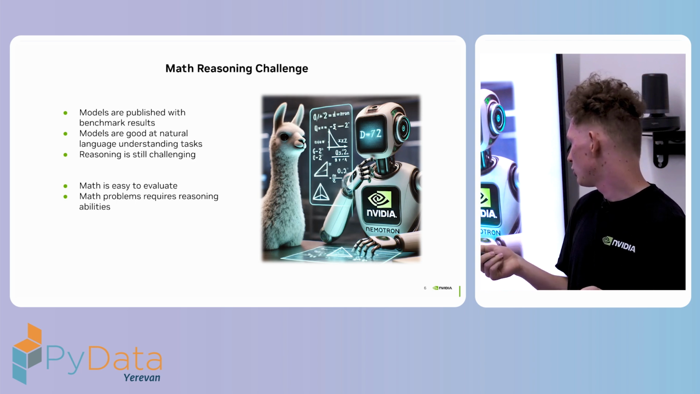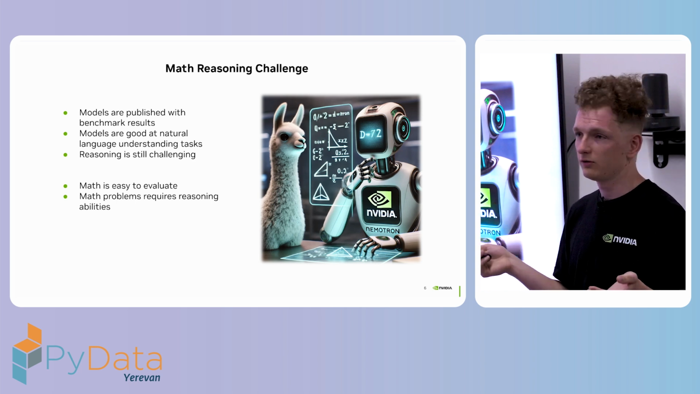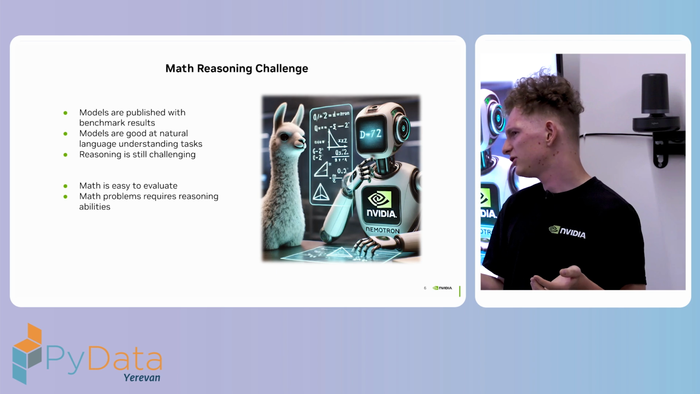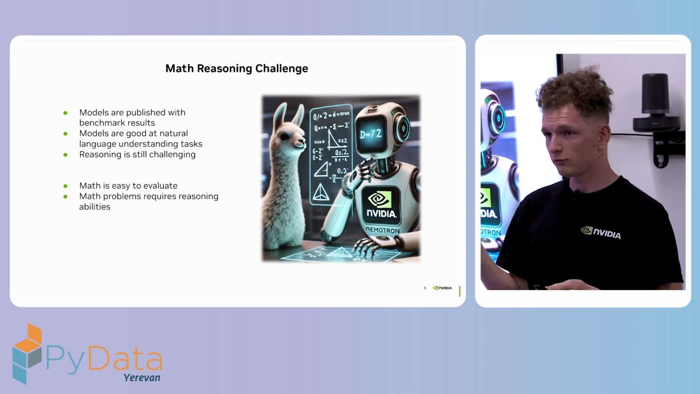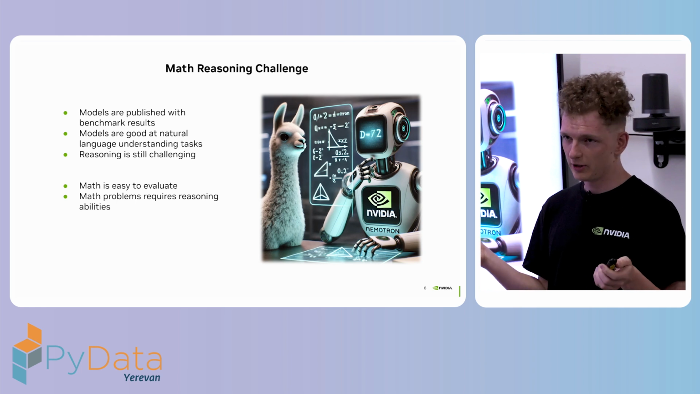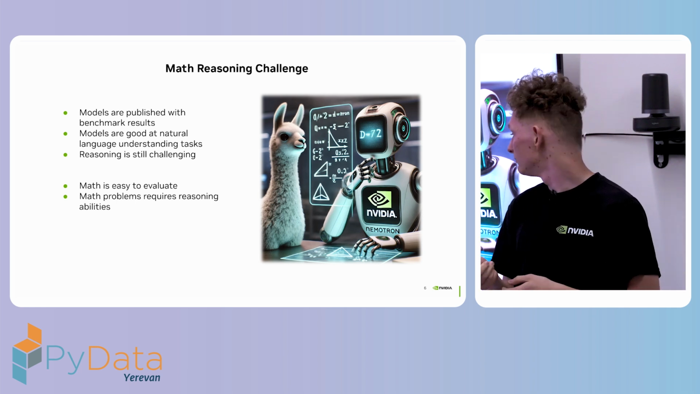And everyone from OpenAI to Anthropic and Google and Meta reports their numbers in math reasoning because it is a proxy for general model reasoning abilities. OK.